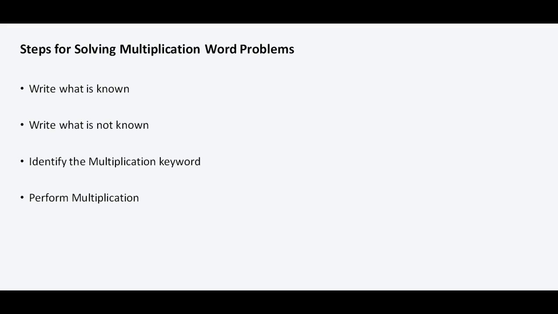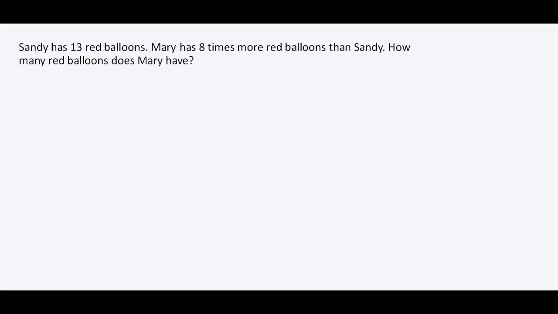So how do we solve multiplication word problems? We need to write what we know, what we don't know, identify the multiplication keyword, and then perform the multiplication. Now let's look at some examples.